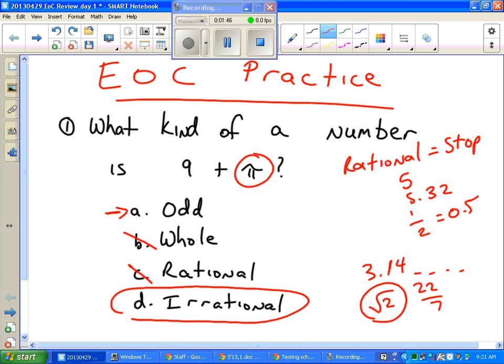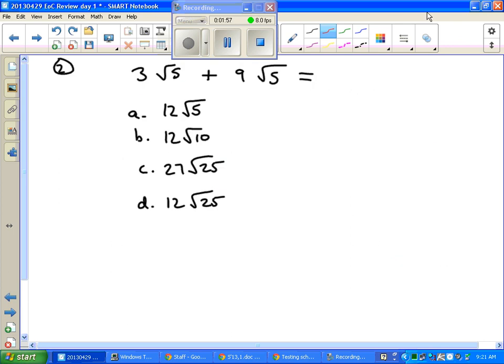What you want to do while you're taking the test is you always want to try to eliminate answers first and then choose from the best answers that are left. That way, just in case you're not 100% sure of an answer, you can at least give yourself a 50-50 shot at it. This is something that we did very recently, radical numbers.